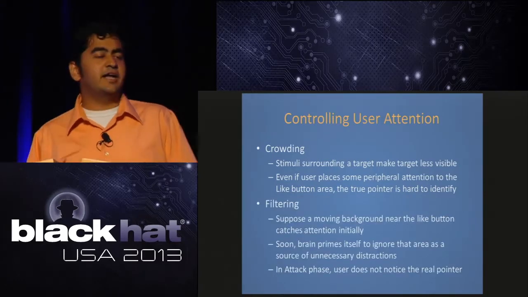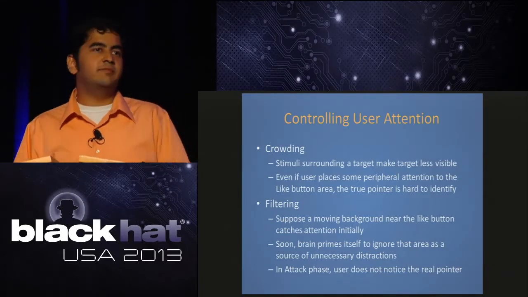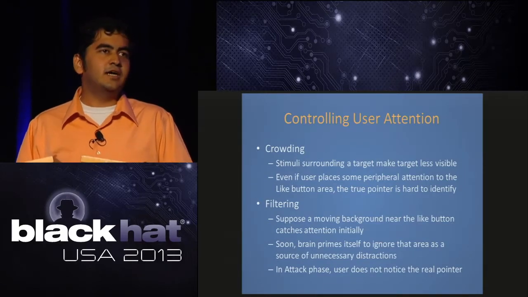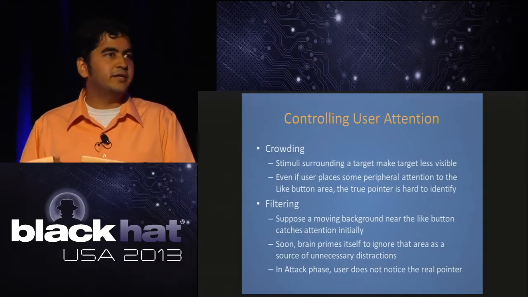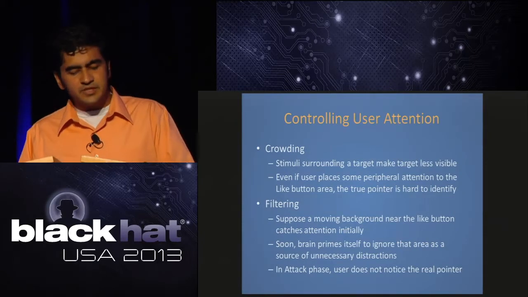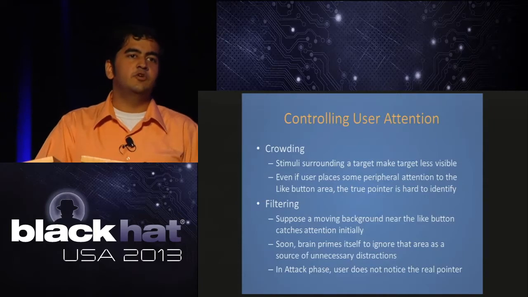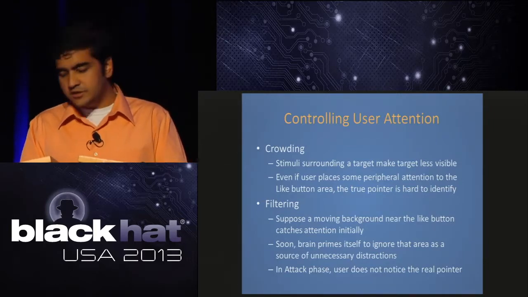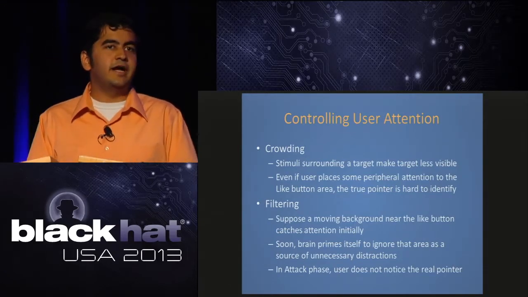Another thing that we could have tried would be a phenomenon called filtering. Suppose we had a moving background behind the like button, or something flashy behind the like button. Initially the brain will look at it. The brain will say, oh, that's some interesting stimuli, let's take a look at it. But after a while it will realize that it's not something useful and start ignoring it as a source of unnecessary distractions. And then we can do the attack in that area because we know that the human will not take a look. I'm talking about these two because in general, controlling the attention of the user is a very useful thing in all attacks that you can do when it comes to human perception and security.